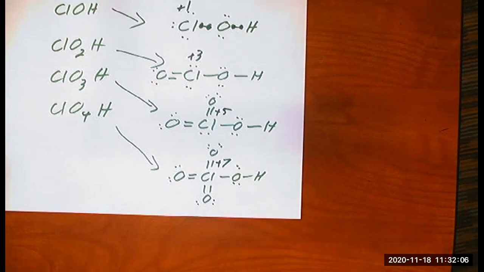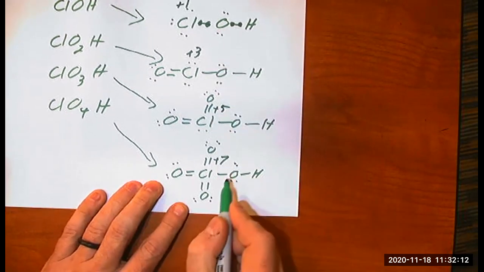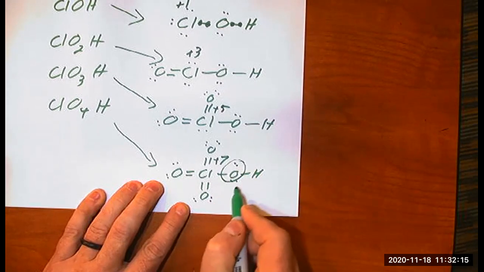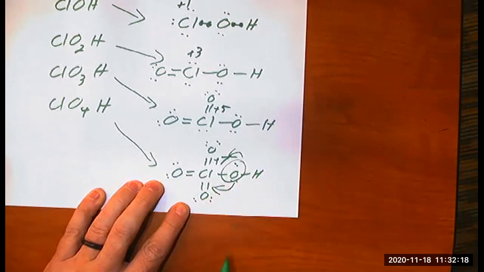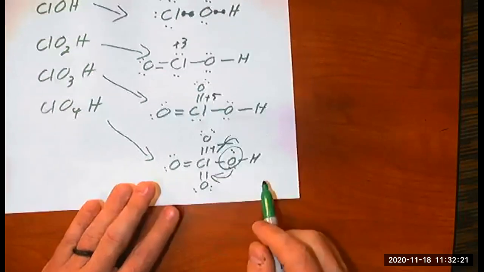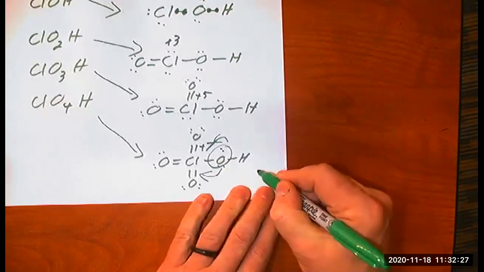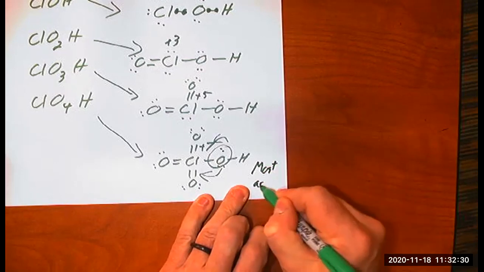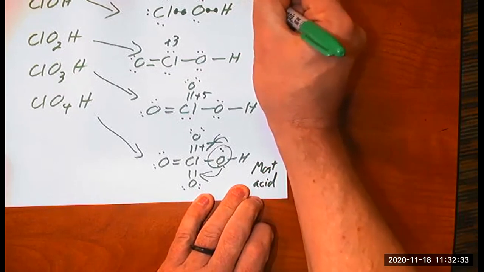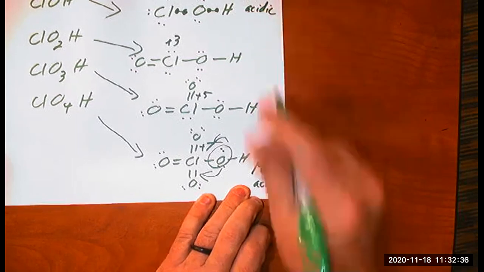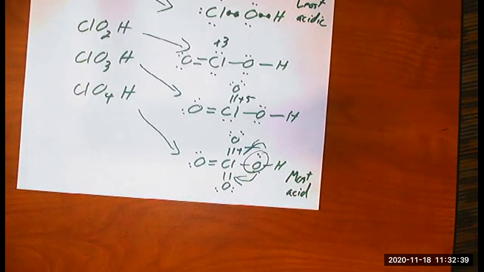And so the way this affects acid strength is that the higher the oxidation number, the more the electrons around the oxygens are being pulled towards the chlorine. So the easier it is for the hydrogen to come off, and therefore the more acidic it is. So this one is going to be most acidic. This one is going to be least acidic. Any clarifications on any of this? No? Okay.